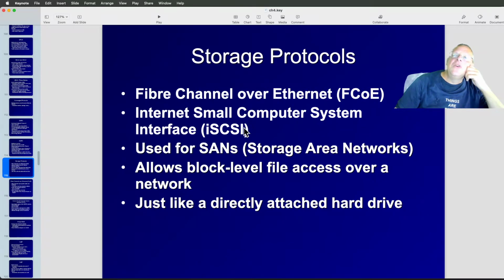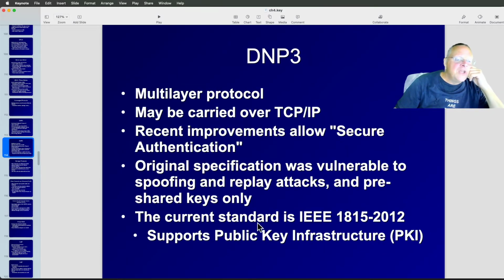Can you go back to IEEE? This one here? Yeah. 2012. Yep. There's the current standard that's more secure for DNP3 for the energy sector.